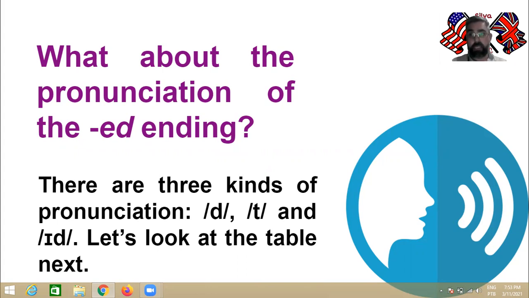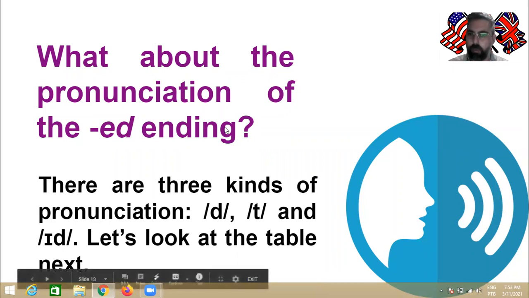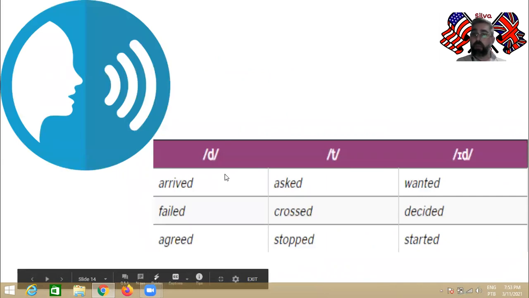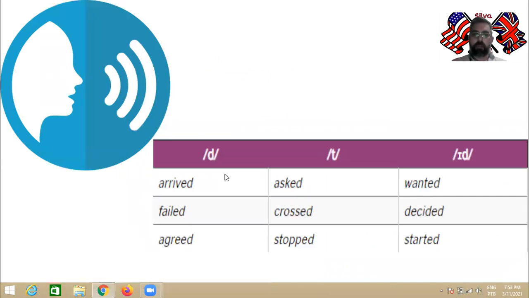We have a d sound, we have a t sound, and we have an id sound. Okay. You guys may have noticed this at this point. I'm pretty sure you guys are super ahead of the game, concentrated, paying attention to all the details, right? I knew you were gonna ask this. I knew I couldn't get away with it. So let's look at the examples here. We have a d sound, a t sound, and an id sound.